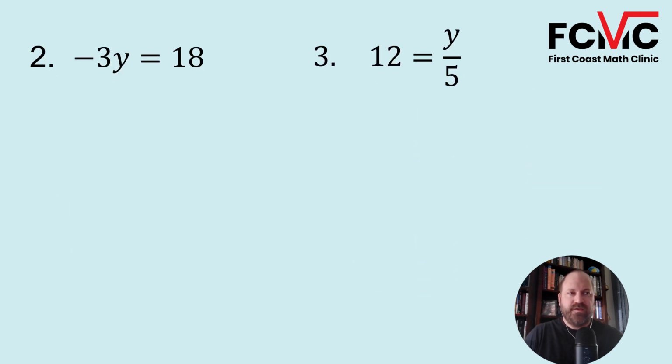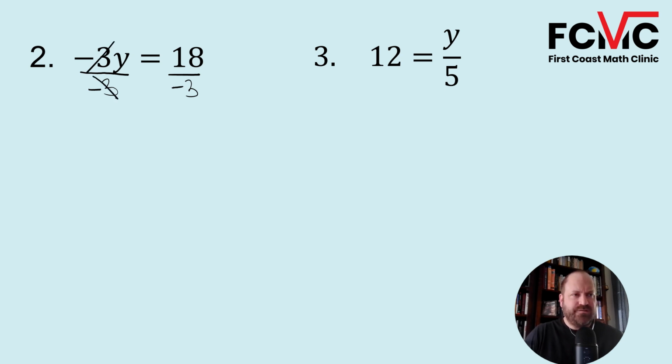Okay, number 2 is negative 3 times y equals 18. I want to get the y by itself. So we're multiplying here. How do we undo multiplication? Let's divide. So I'm going to divide by my coefficient, the negative 3. Division undoes multiplication. That's our inverse operations.